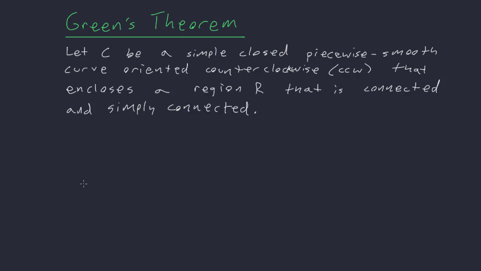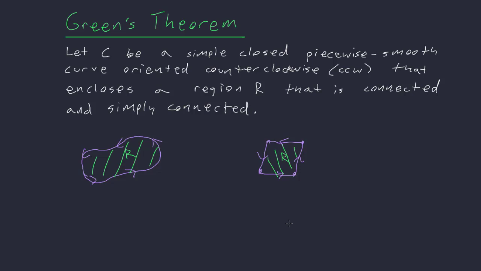So in other words, we might have a curve that looks like this, oriented counterclockwise, enclosing a region R that has no holes. Now, what piecewise smooth means is that we could do this over a square, right? Because while it's not completely smooth, each individual piece is smooth.